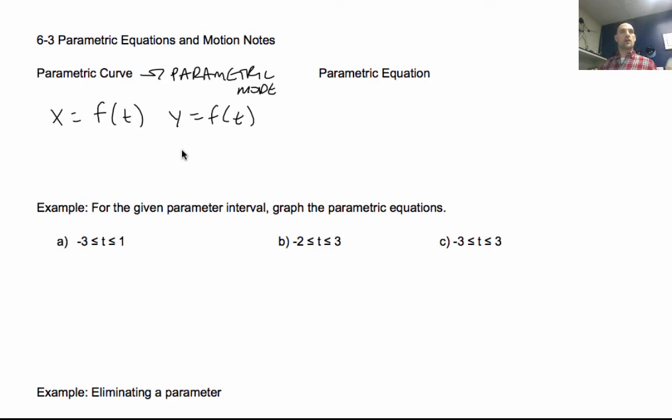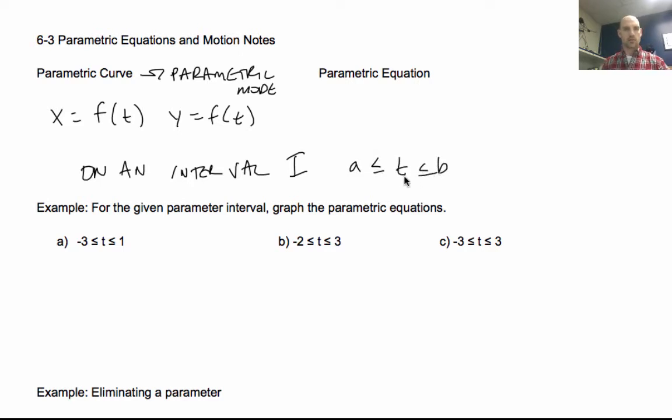But also, its vertical position, so how high it is off the ground, 1 foot off the ground, 2 feet off the ground, 3 feet off the ground, whatever, is also a function of time. So parametric doesn't account for it all at once. It accounts for it in two separate equations, on an interval I, which is written A is less than t is less than B, for example.